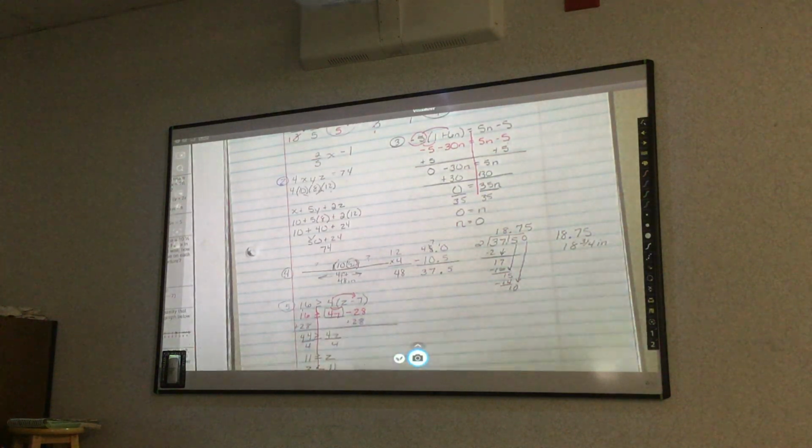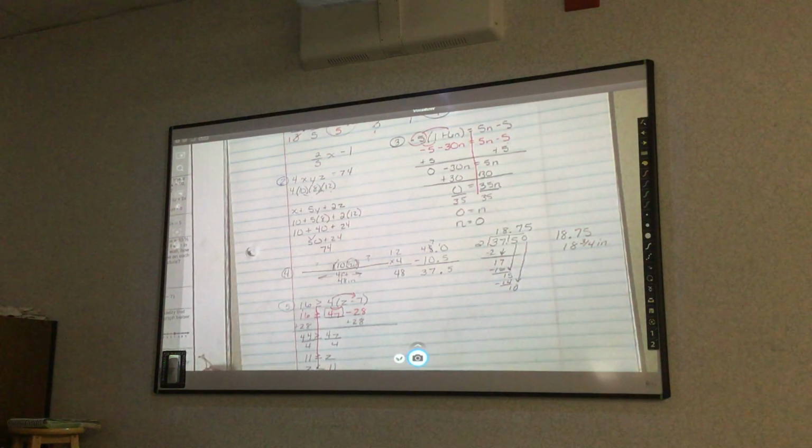How come I didn't have to switch my sign when I divided? Oh, because it was positive. Because you're dividing by a positive. You only switch it if you're dividing or multiplying by a negative.